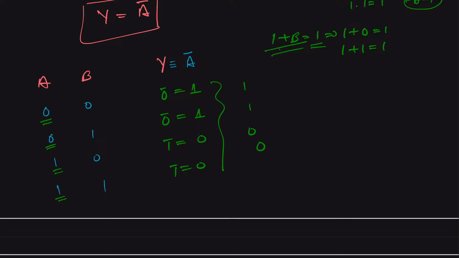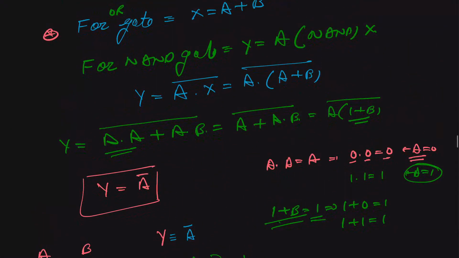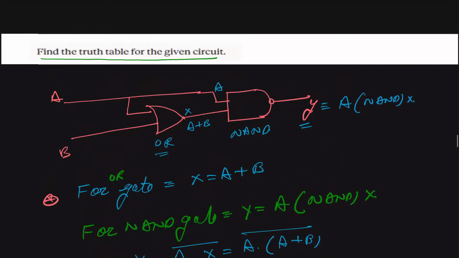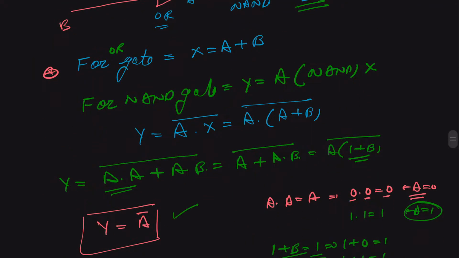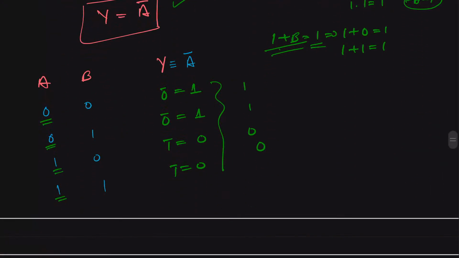So this is much shorter and easier also. It solves two purposes. First, you are able to find out the truth table, and second, in most cases the question is asked to find out what will be the Boolean expression for our output. So it solves two purposes. You are able to find out the expression for our output, and from there you are able to find out the truth table also. So it is much more convenient to solve it.